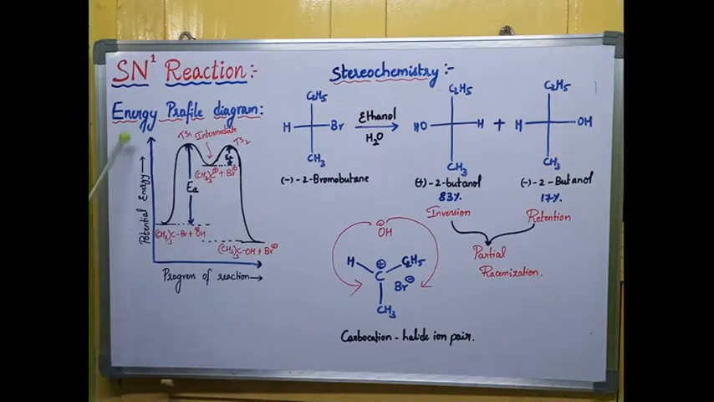So here on the x-axis we are taking the progress of reaction, and on the y-axis we are taking the potential energy of the particular reactants. So you can see two main curves. The two main curves indicate the two transition states of SN1 reaction. The first transition state is nothing but formation of carbocation, and the second transition state is nothing but attack of nucleophile on the carbocation.